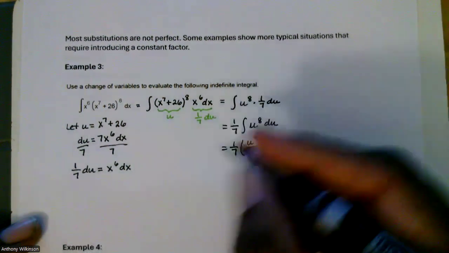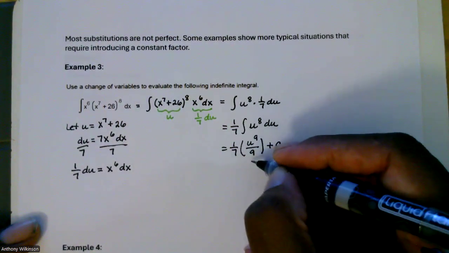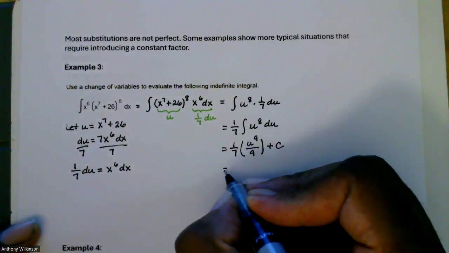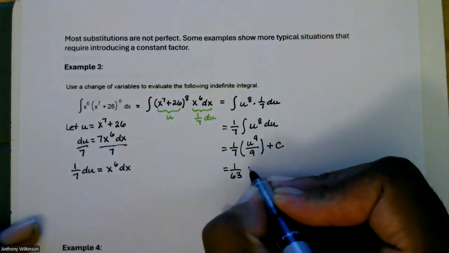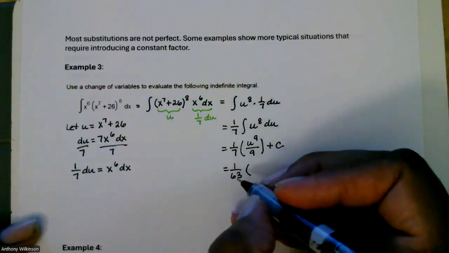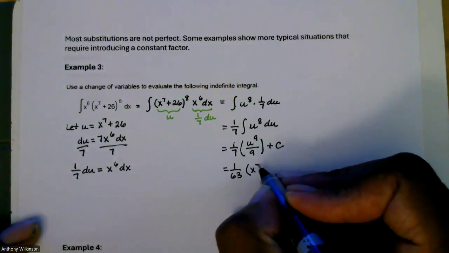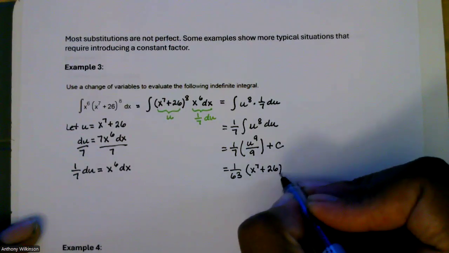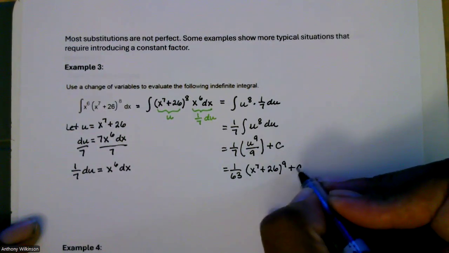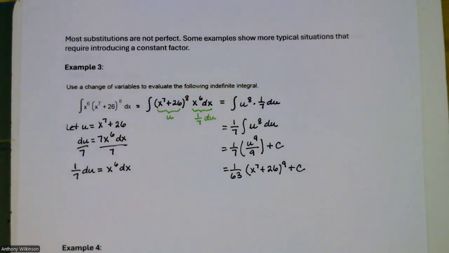All right, so now let's multiply 1/7 times 1/9. That's going to give me 1/63. And replace the u, do the back substitution. That u was x to the 7th plus 26. And it's now going to be raised to the 9th power plus c. So that would be the integral of x to the 6 times the quantity x to the 7th plus 26 raised to the 8th power. 1/63 times the quantity x to the 7th plus 26 raised to the 9th plus c.